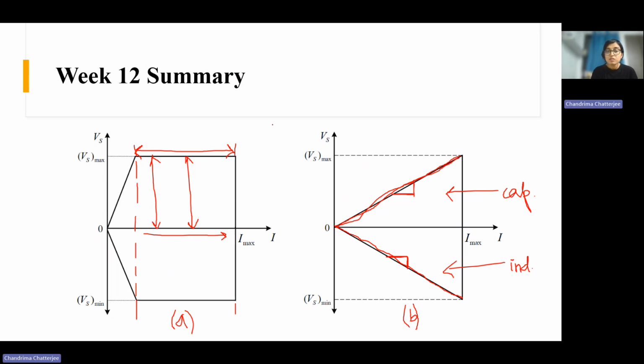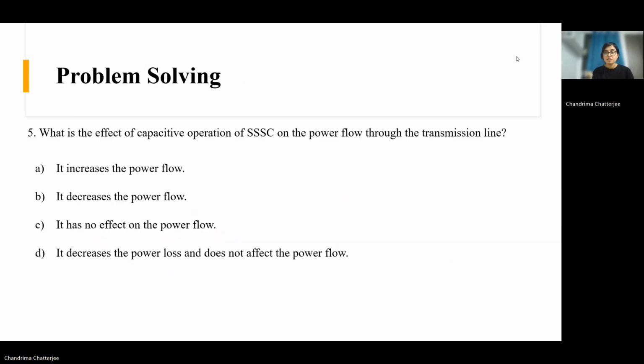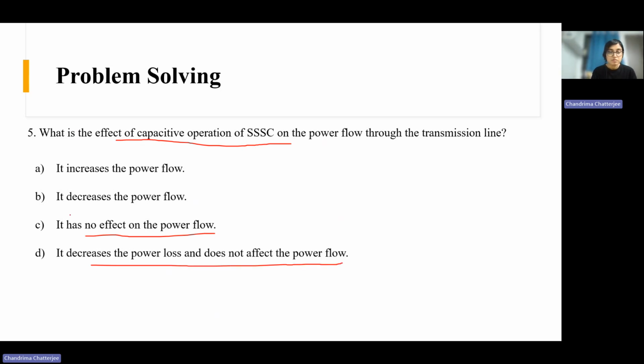So these are the two control modes of SSSC. Okay, next question. What is the effect of capacitive operation of SSSC on the power flow through the transmission line? It increases the power flow, it decreases the power flow, it has no effect on the power flow, it decreases the power loss and does not affect the power flow.